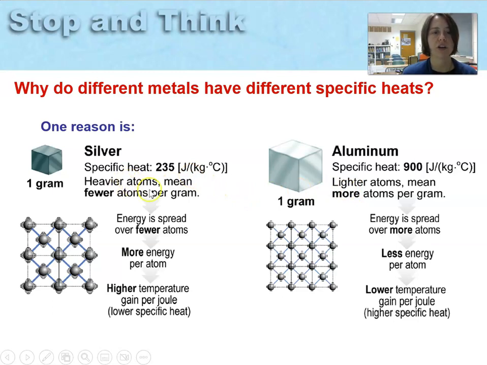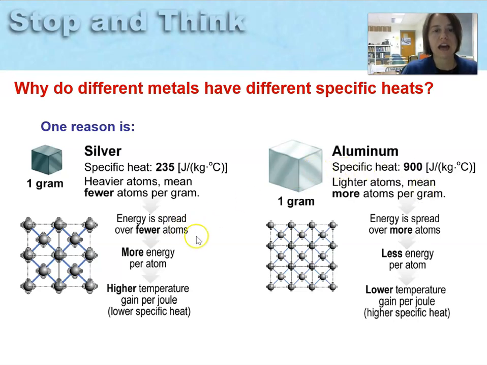If you have heavier atoms, it means in each gram you're going to have fewer atoms per gram. Whereas aluminum is a lighter atom, which means for each gram there's going to be more atoms. We know that aluminum is a lighter atom because we look at its atomic mass, and it's roughly 27 grams per mole. And then we look at silver's atomic mass, and it's like 107 grams per mole. So for the same number of atoms, silver is a lot heavier. Each atom is a lot heavier.